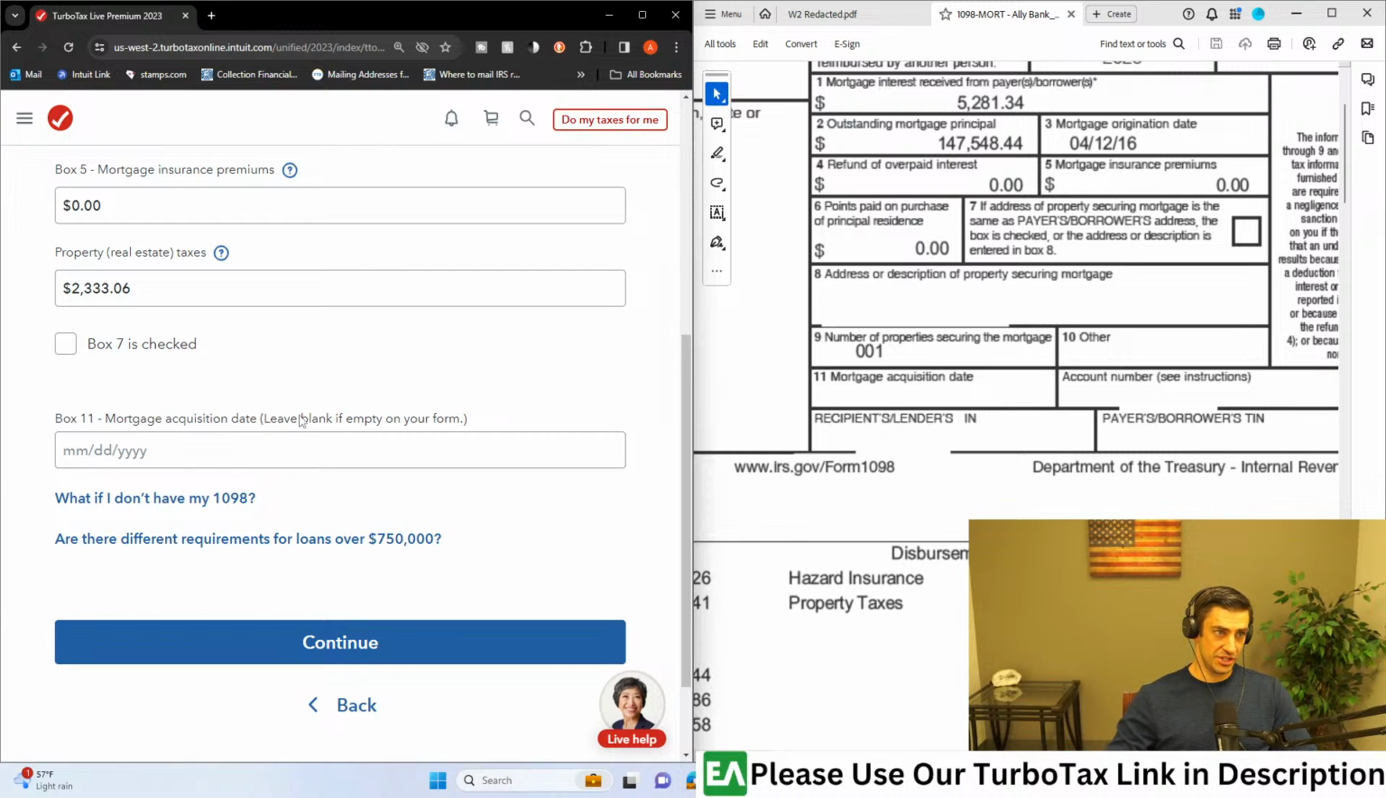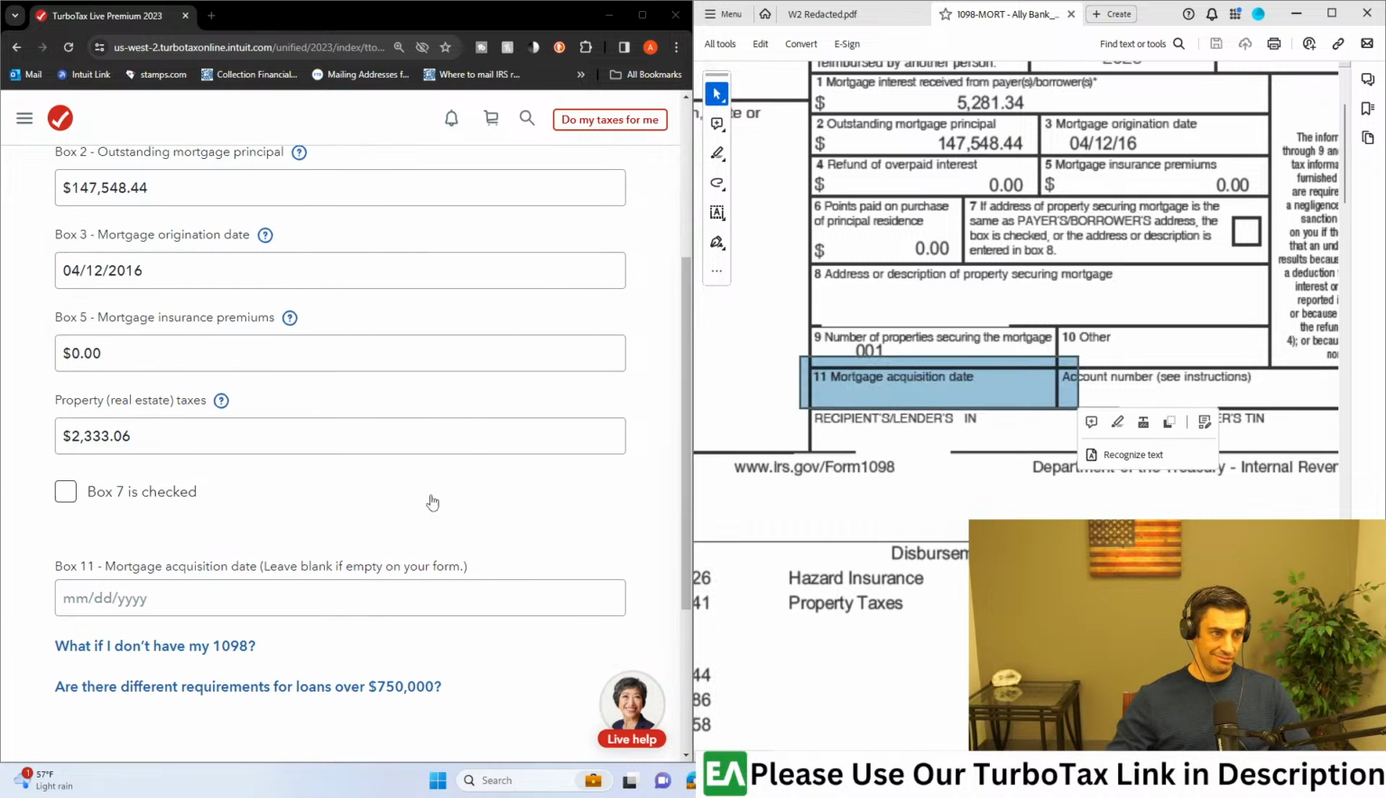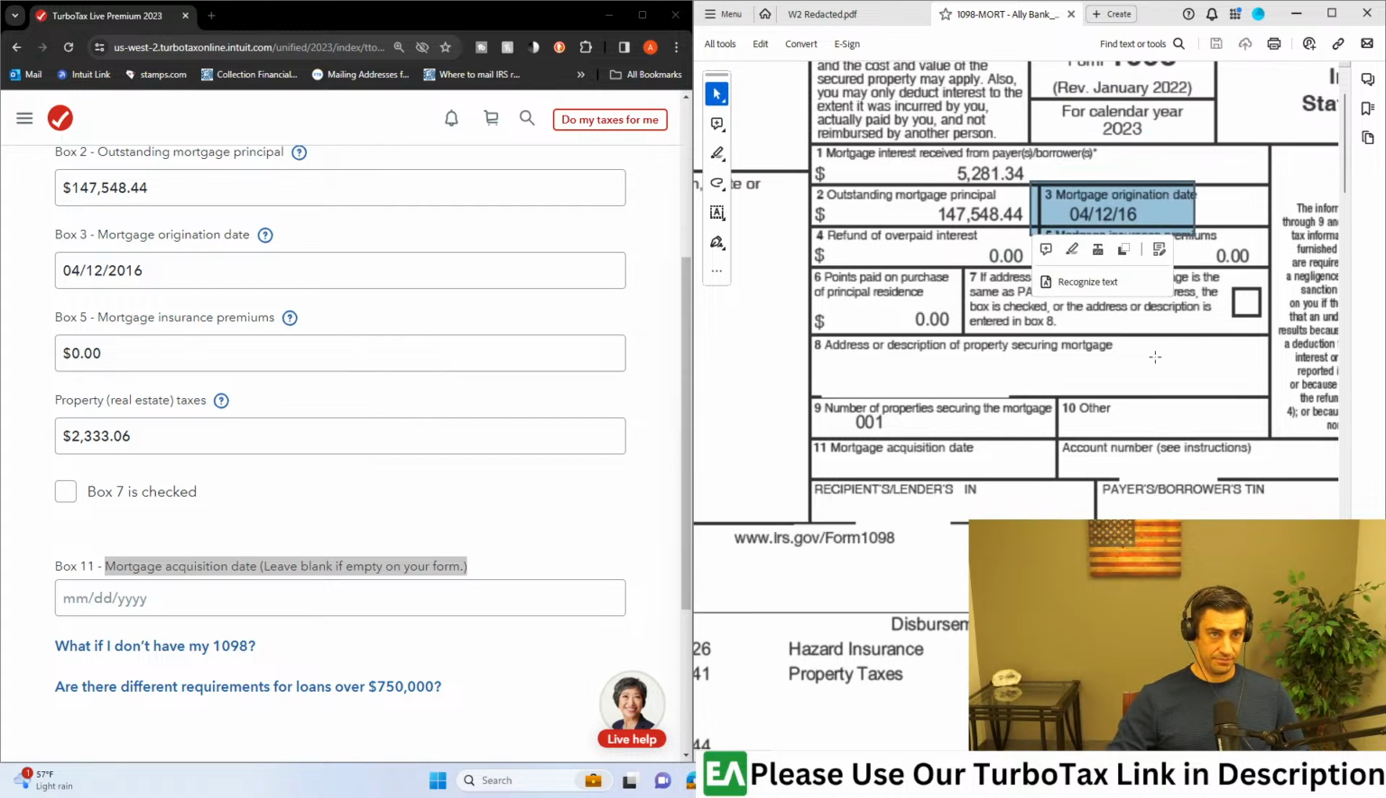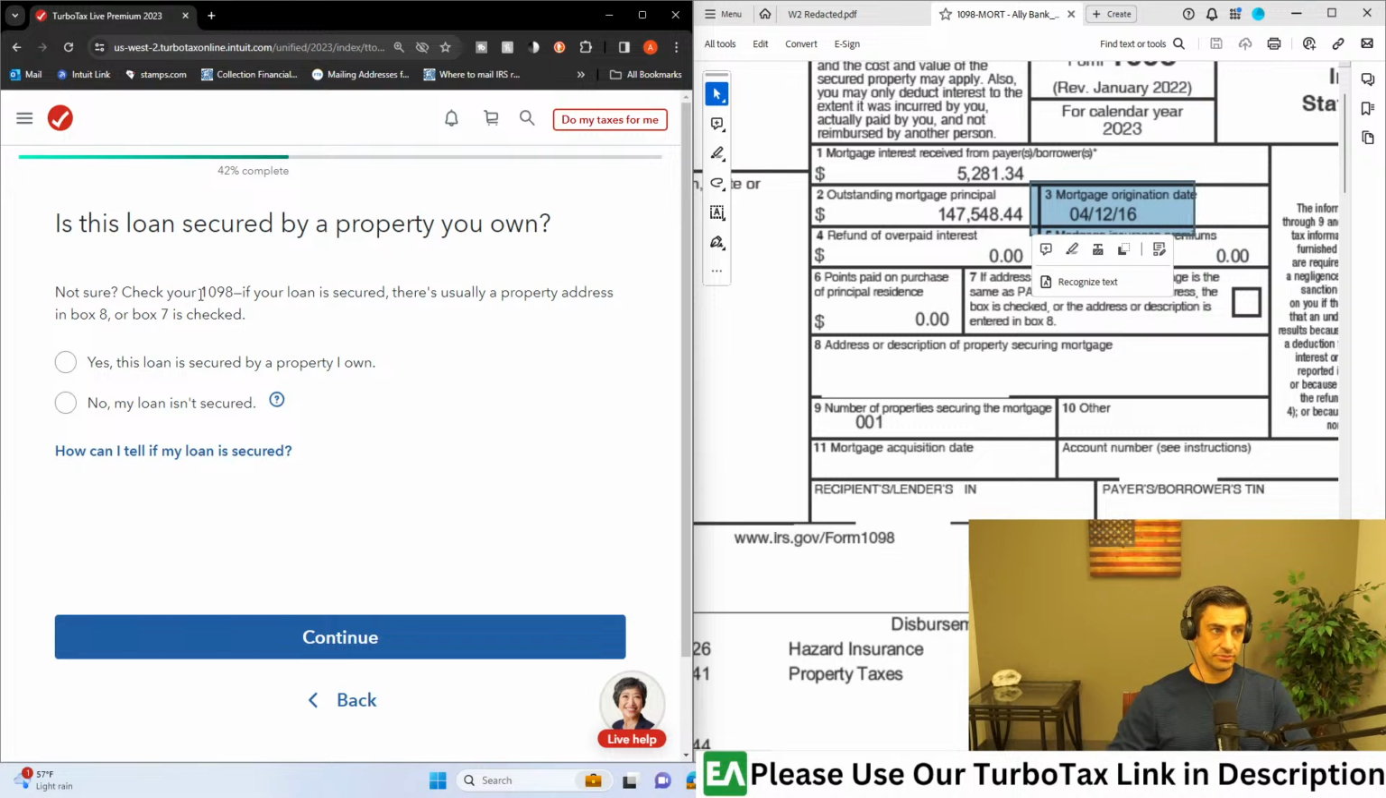Mortgage acquisition date, leave this blank if empty on your form. So there's no need to, right? That does matter if your loan is over, what, 750, then that matters, because if the loan is before 2018, then you get the $1 million cap. If it's after Trump tax law changes, it goes down to 750. But you also see it here, right? So anyways, continue.